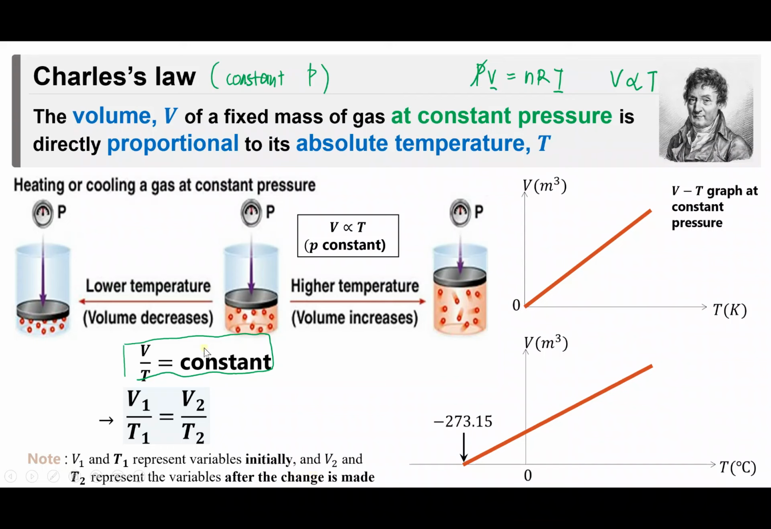Okay, V2 and T2 represent the variables after the change is made. Okay, daripada relationship yang you tahu, volume is directly proportional to temperature. So, kalaulah part Y meter cube and part X adalah Kelvin, you punya graph straight line start from the origin.